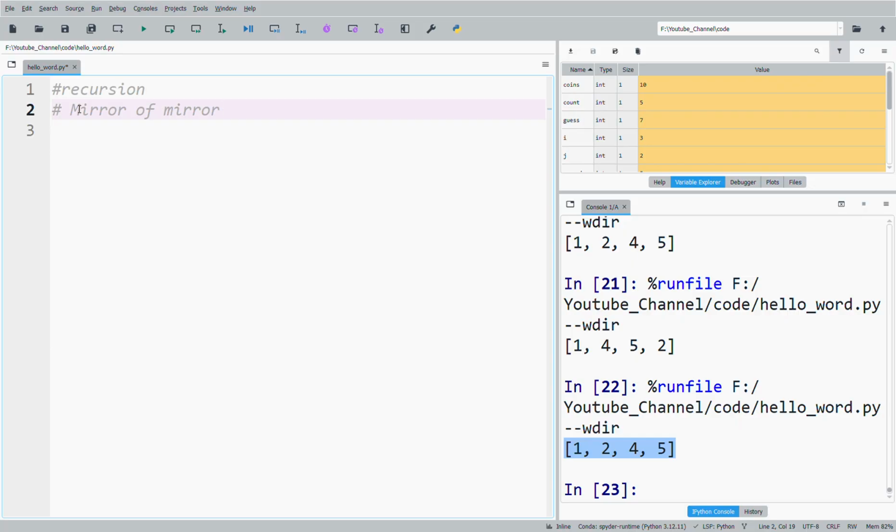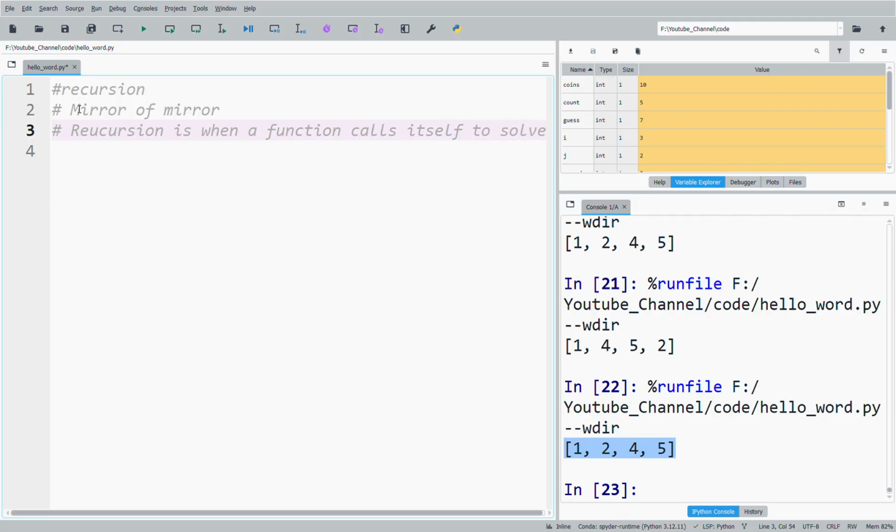What is recursion? Recursion is when a function calls itself to solve a smaller version of the same problem.